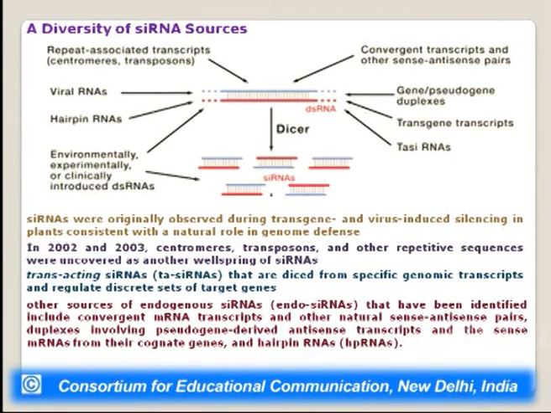Other sources of endogenous siRNAs that have been identified include convergent mRNA transcripts and other natural sense-antisense paired duplexes, involving pseudogene derived antisense transcripts and the sense mRNAs from their cognate genes, and hairpin RNAs. So, there is a whole diverse set of sources from which siRNAs can be derived.